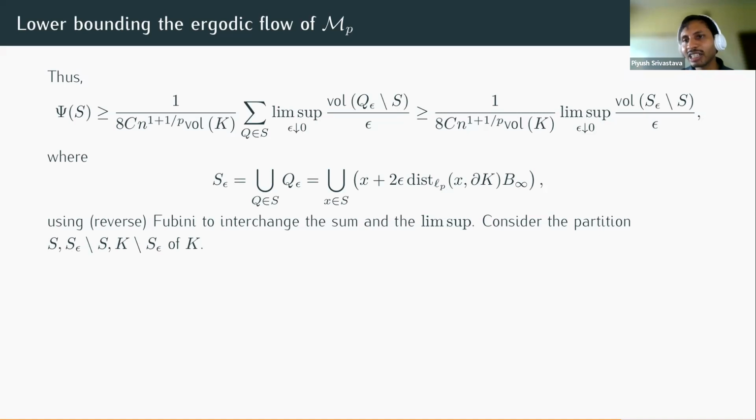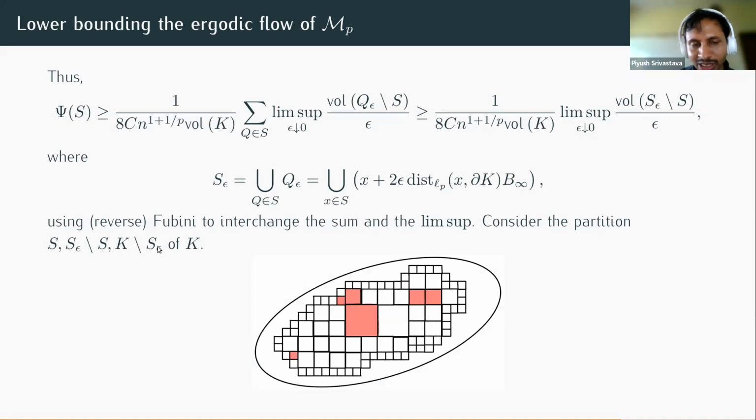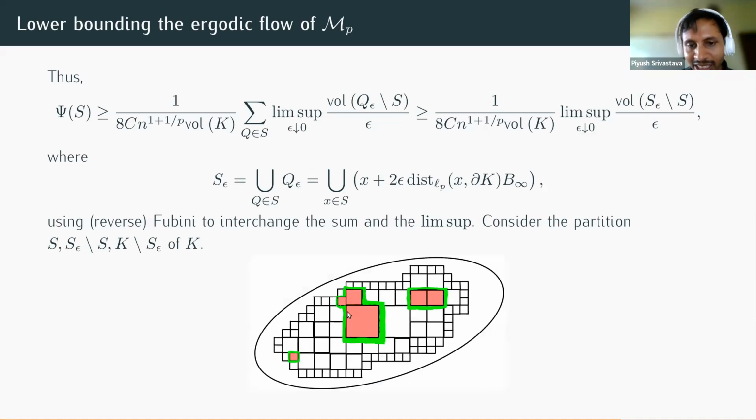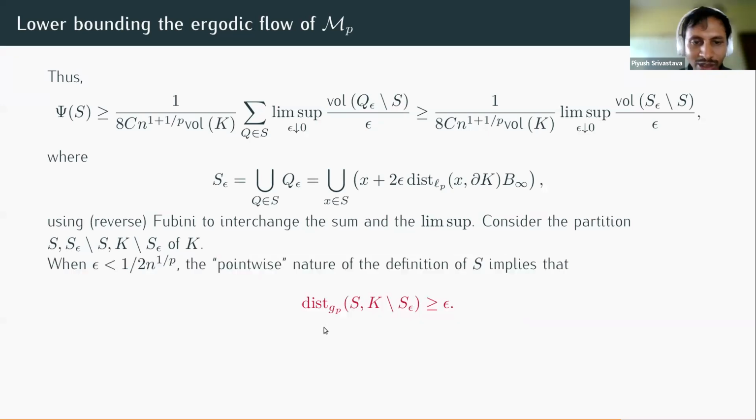Okay, and now we are in a situation where we can use our isoperimetric inequality, because our isoperimetric inequality wanted a partition. So our partition is natural. We take S and we take K minus S epsilon, and the thing in the middle therefore is S epsilon minus S. So this is our S3, the thing in the middle. This is just a picture. S is the red thing and S epsilon minus S is the green thing, and the rest is K minus S epsilon.